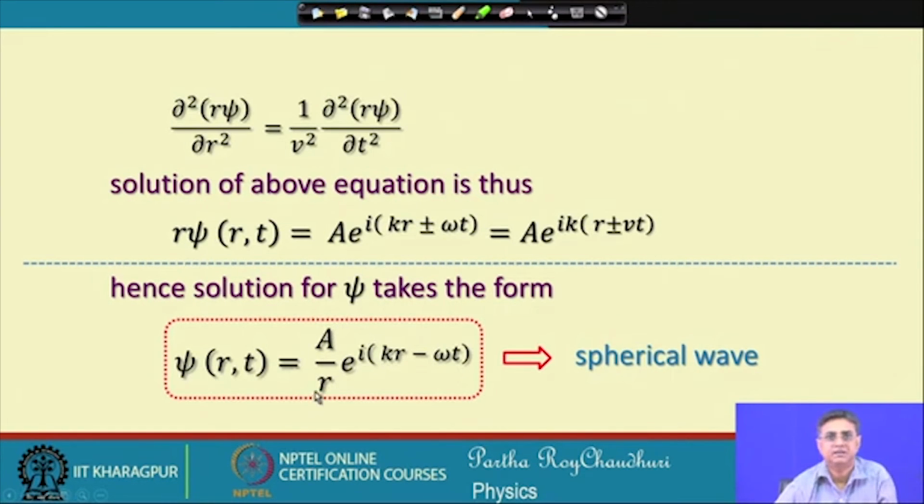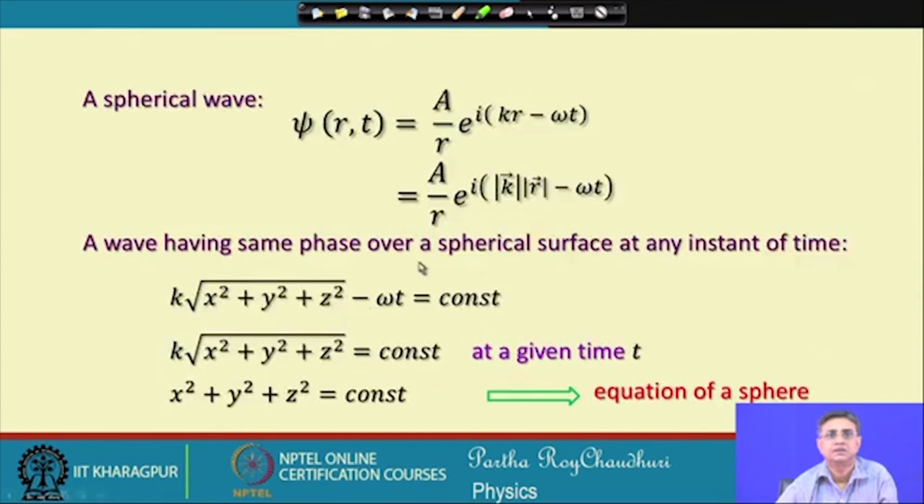You can see that if you are far away from the source, then the intensity, which is the mod square of this function, falls by r square, and hence the amplitude falls by 1 upon r. So, this is consistent and this represents the spherical wave. So, for a spherical wave we write psi of r, t equal to this.